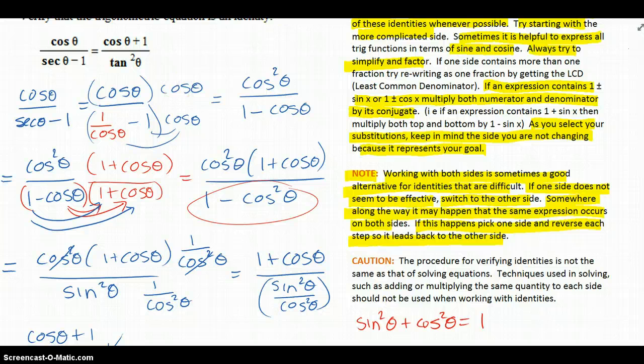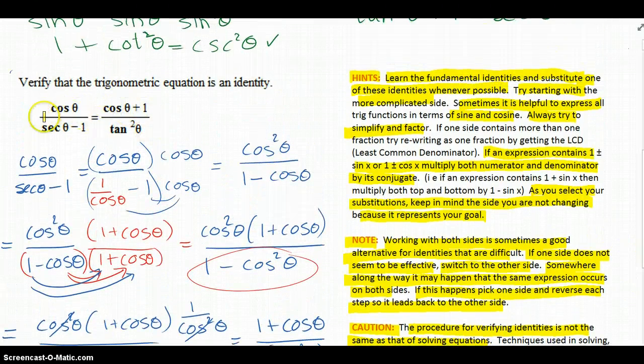I'm going to talk about the caution as well. By the way, you can find these in the book. The caution says the procedure for verifying the identities is not the same as for solving. Techniques in solving, such as adding or multiplying the same quantity on both sides, should not be used. So we're not going to multiply both sides by tangent squared theta, for instance, because then you'd be doing something to both sides. When you're verifying identities, you start with one side and get to the other, leaving the other side alone. For instance, you wouldn't cross multiply. That's another thing you would do for solving equations. So this is a little bit different.